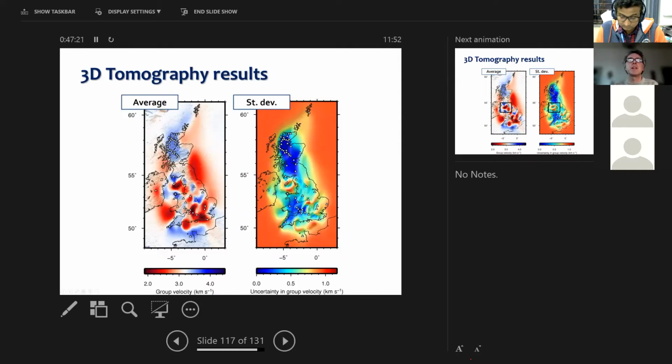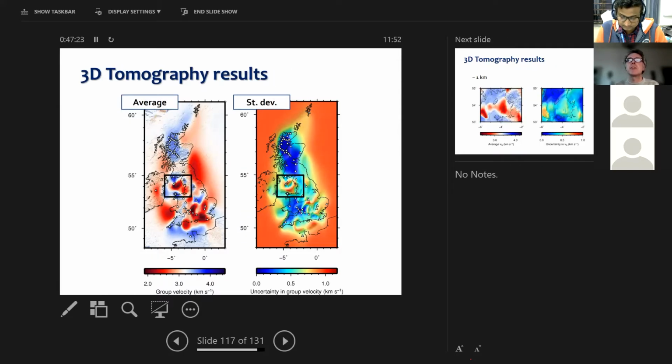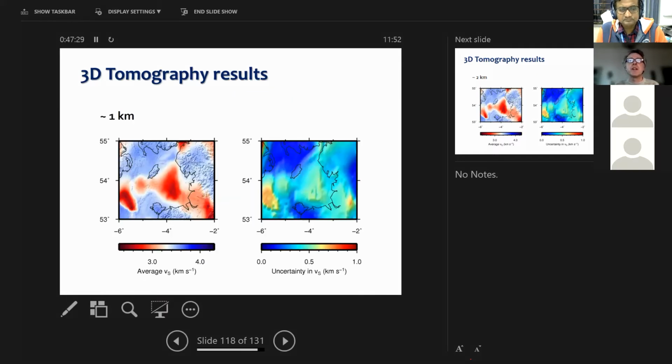So let's just have a look at one particular area. I'll just look at the results. This is the Irish Sea Basin. And here is a cross-section of the structure at 1 kilometer's depth. And you can see these low velocity sediments in the basin, surrounded by higher velocities like here. And so here on the right is the uncertainty standard deviation. A bit higher in the basin, a bit lower over here and here, but anyway.